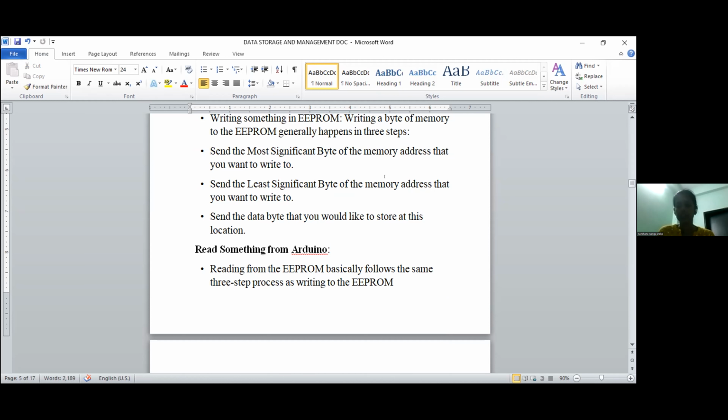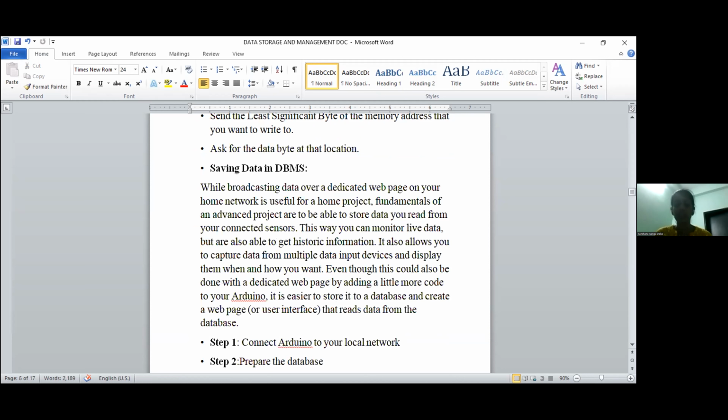So we all know that firstly we should connect Arduino to a local network to save the data in DBMS. The database management system helps in a lot of ways. Firstly, it helps us to create, update, delete, and read. We have SQL and many other options in database systems to use. We can store, monitor, and receive the data, or else just upload the data which has been taken from our sensor.